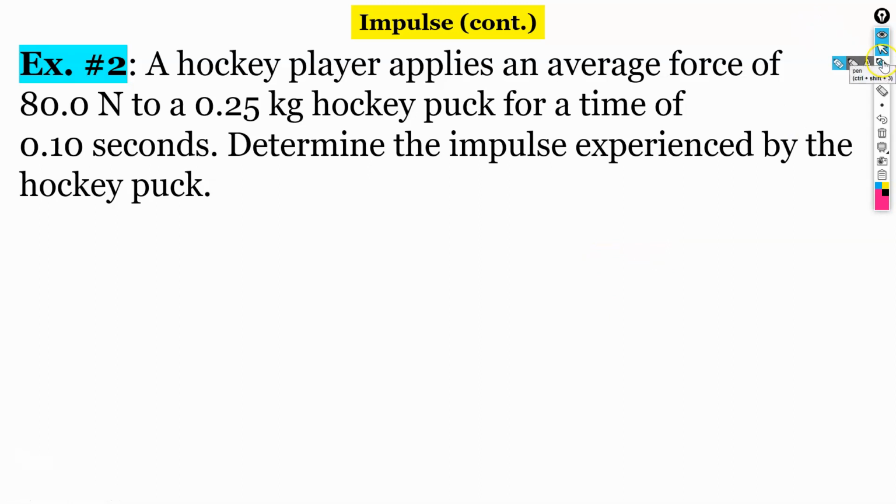All right, so this is actually our first example. It says a hockey player applies an average force of 80 newtons to a 0.25 kilogram hockey puck for a time of 0.1 seconds. Determine the impulse experienced by the hockey puck. All right, well, first of all, let's draw out our triangle. Impulse, which is J, is force times time. And we'll use the GUESS method to go through this problem.